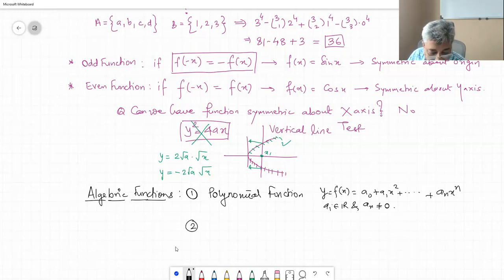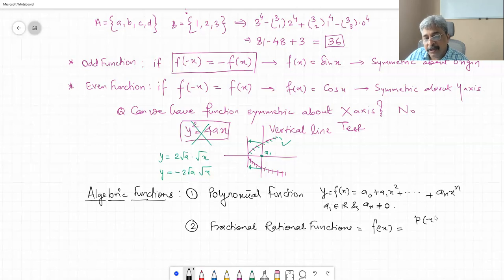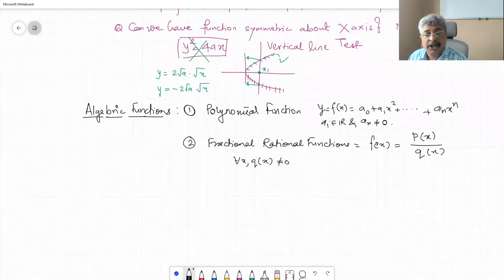Second, fractional rational functions. They look like f of x is equal to polynomial of x in the numerator upon polynomial of x in the denominator. So a ratio of two polynomials, provided that for all values of x where u of x is 0, it is not defined. We will say that f of x is defined for all values of x where u of x is not equal to 0. The denominator cannot be 0. Okay, so those kinds of functions are called fractional rational functions. Then we have irrational functions.